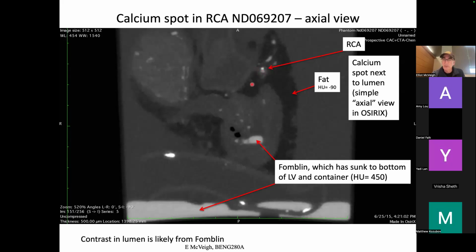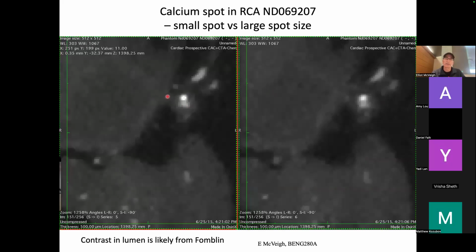The bright stuff there, do I have a zoomed in? Yeah, I have a zoomed in view. But the bright stuff here is thrombin that's in the artery itself. This really bright thing is coronary calcium sitting embedded in the wall of the artery. This stuff is fat, has negative 90 Hounsfield units. And so we want to look at this feature.